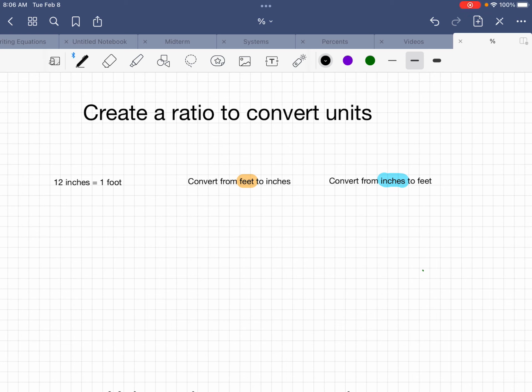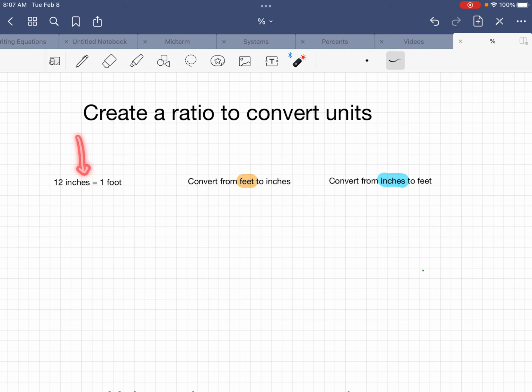This is a video on using ratios to convert units. To start off, we're going to learn how to create a ratio to convert units. So you'll always have to understand or know a conversion factor here.